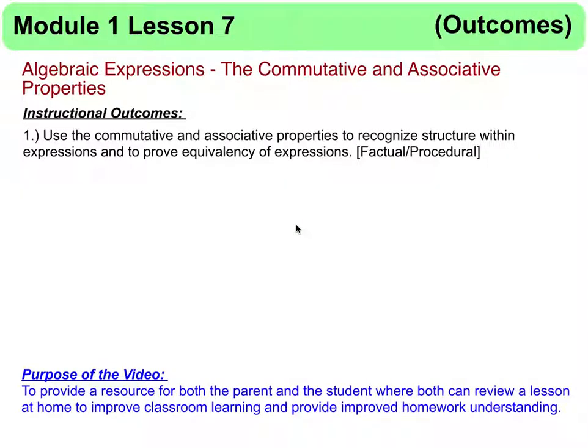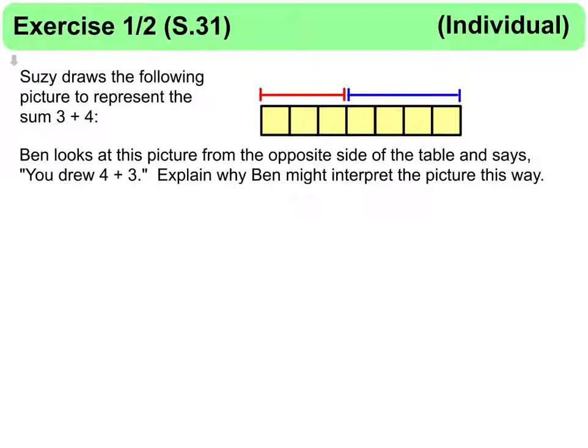Lesson 7, Algebraic Expressions, the Commutative and Associative Property. We're going to focus on one instructional outcome, and that is students' ability to use the commutative and associative properties to recognize structure within expressions and to prove equivalency of expressions. When the class starts for this lesson, the teacher is going to bring up Exercise 1.